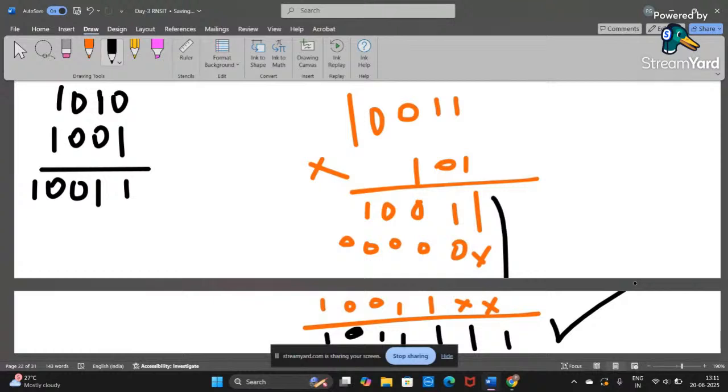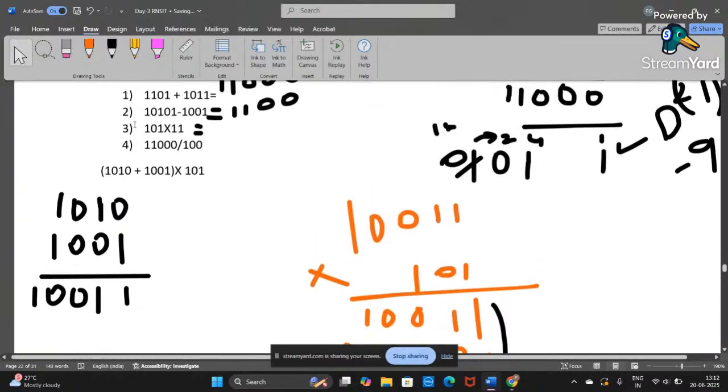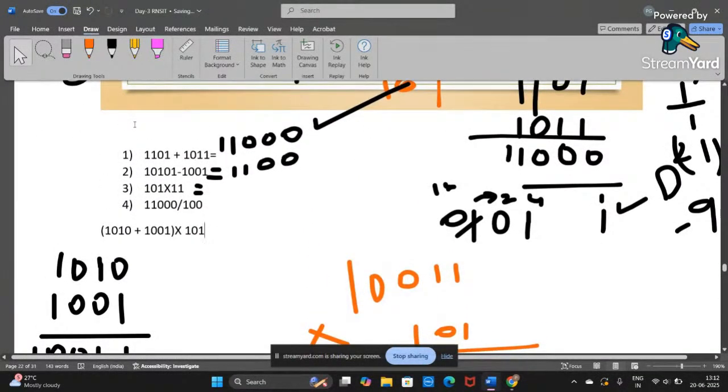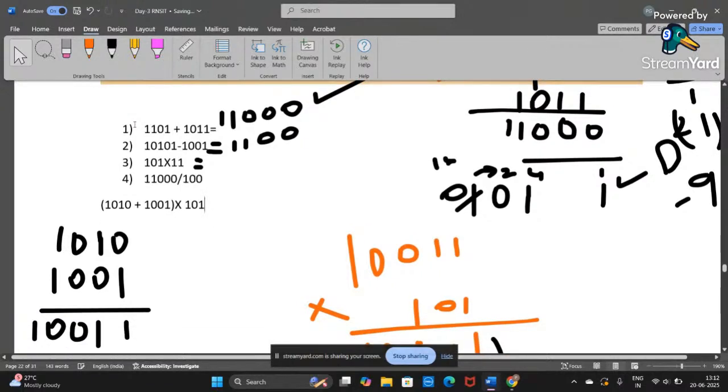1, 0, 1, 1 into 1, 0, 1 is, just cross verify again. Yeah, it's right. 1, 0, 1, 1, 1, 1, 1. If you want to cross verify, again you can convert this to decimal. You have to convert this to decimal, this to decimal, again this to decimal and add. And again convert this to decimal and multiply. That multiplied decimal number should be the same as what we have got here.